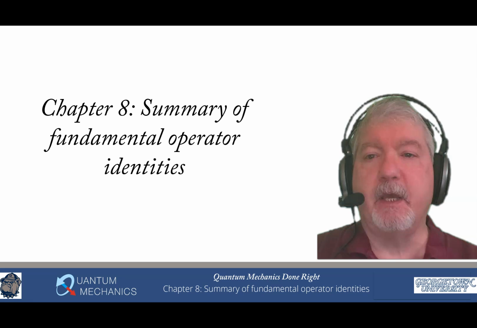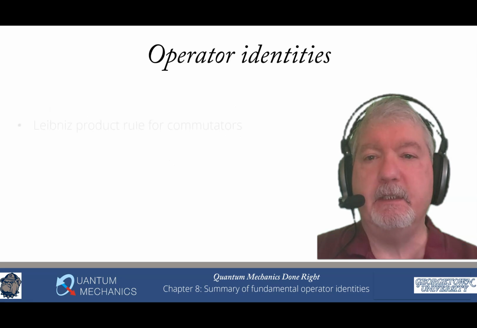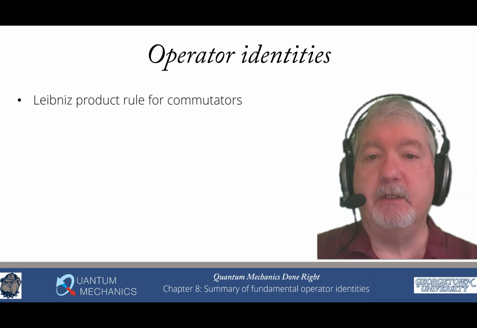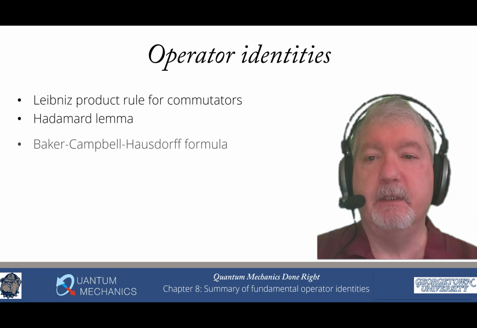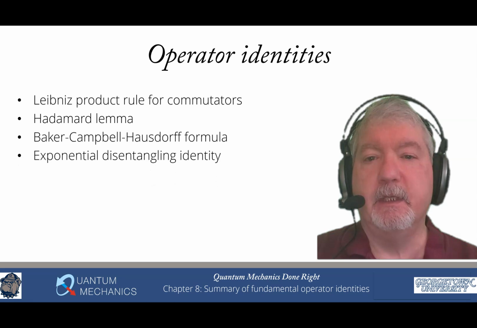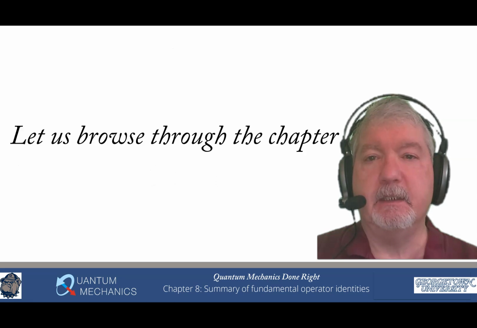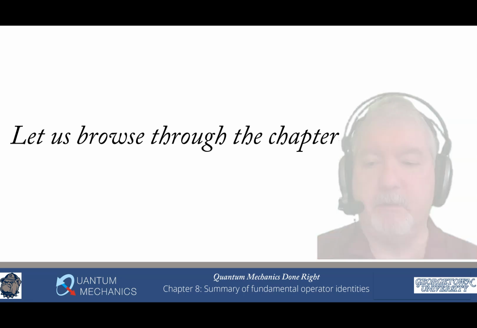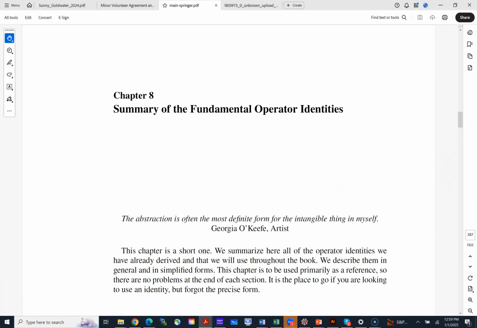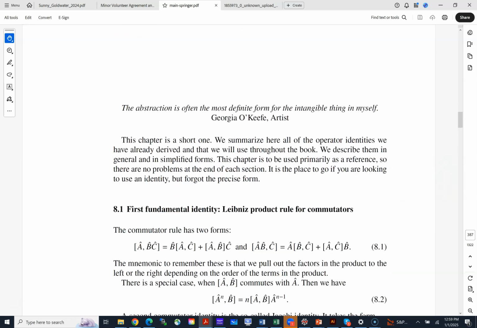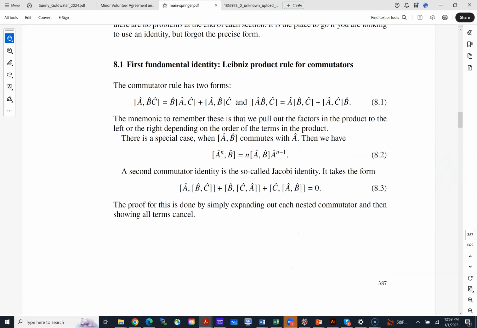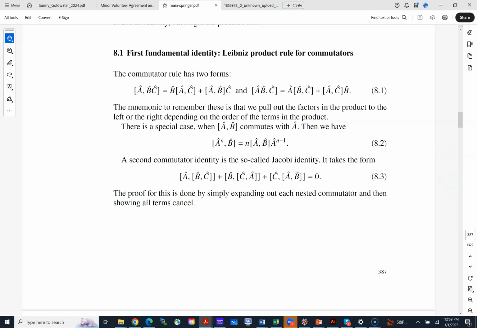So Chapter 8 is a summary of fundamental operator identities. As I mentioned, we have the four of them: Leibniz product rule, Hadamard lemma, Baker-Campbell-Hausdorff formula, and exponential disentangling identity. Let's go browse through the chapter. This chapter starts off with a quote from Georgia O'Keeffe: "The abstraction is often the most definite form for the intangible thing in myself." So in this chapter, we really just summarize the four different fundamental identities.